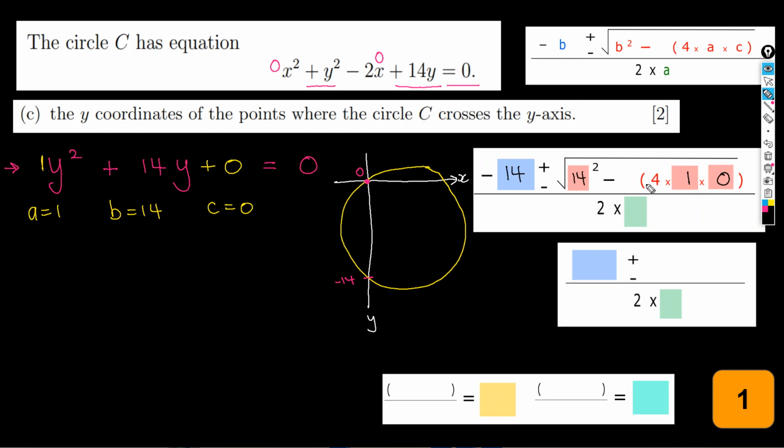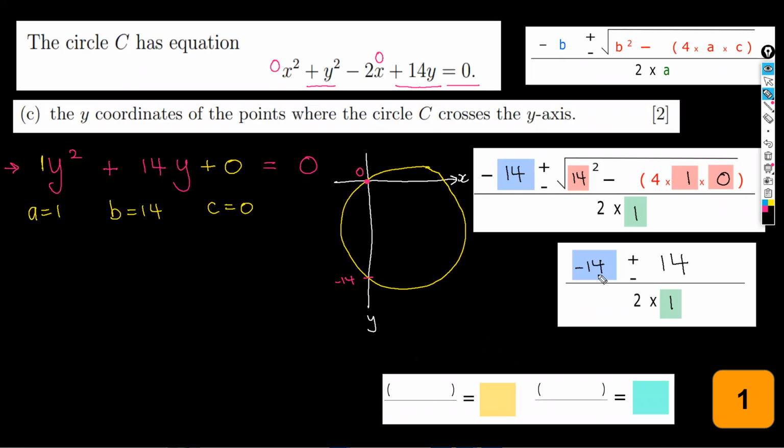So when we work this out on the calculator, the part underneath the square root, well, everything here is going to boil down to 0 because anything times 0 is 0. So we're going to get 14 squared. And when you square root 14 squared, you're going to get back what? 14. And A is how much? A is 1. So outside here, we have minus 14 plus or minus 14 divided by 2 times 1 is what?